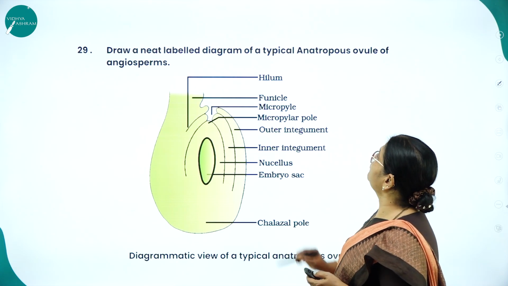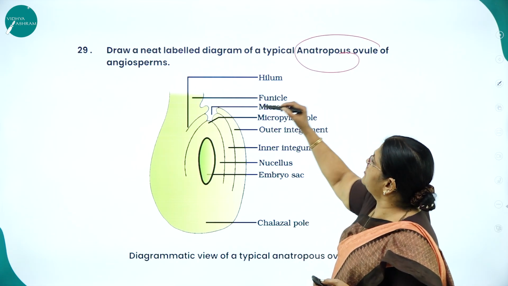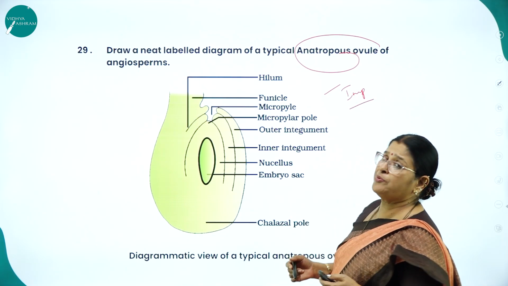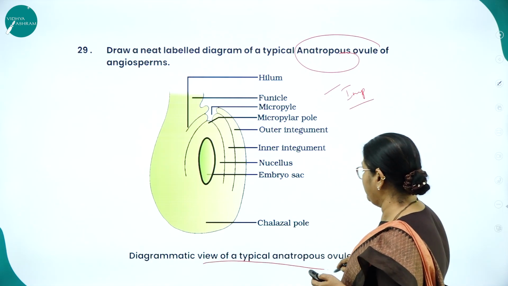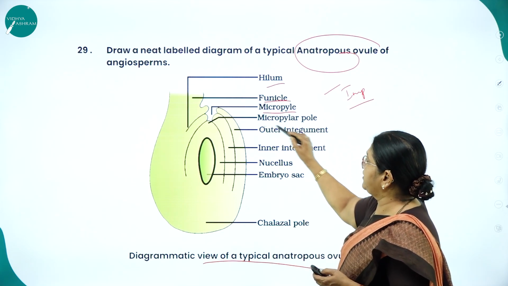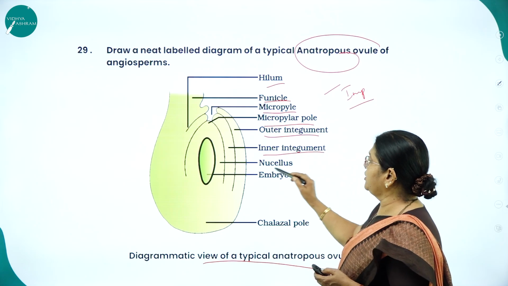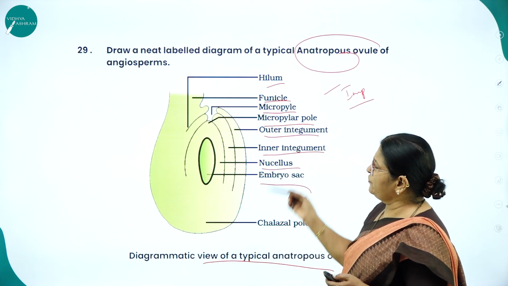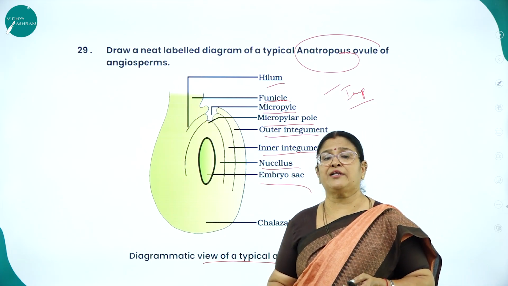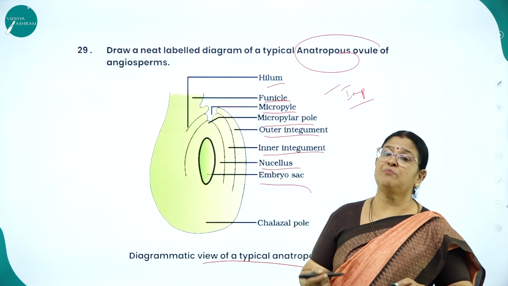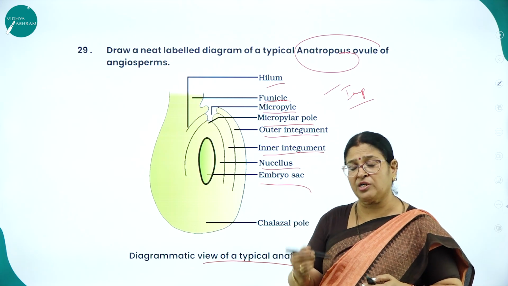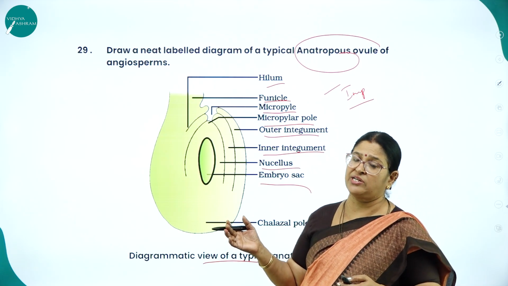Draw a neat labeled diagram of a typical Anatropous ovule. This diagram is very important from examination point of view. So Anatropous ovule, they'll ask. So this is the diagrammatic view of a typical Anatropous ovule, which is having a hilum here, funicle, micropylar end, micropylar pole, outer integument, inner integument, nucellus and embryo sac. So you need to learn this diagram with labeling. Labelings are very important. If you draw a beautiful diagram but you don't label the parts, unlabeled illustrations carry 0 marks. So make sure once you draw the diagram, write the labelings on one side of the diagram.